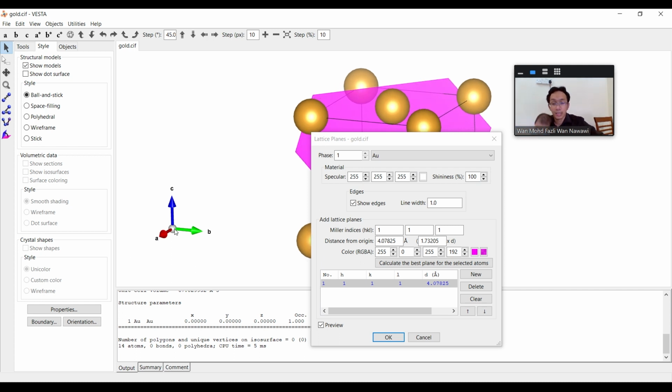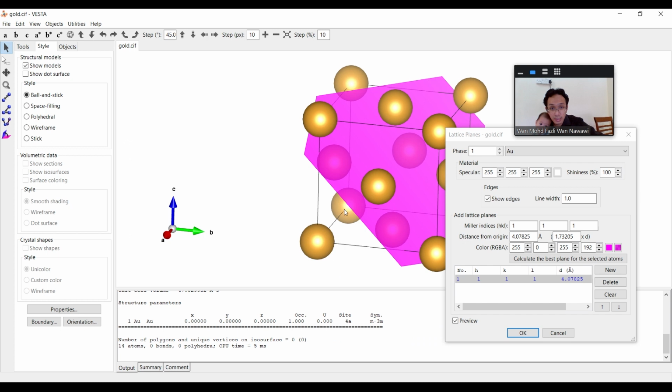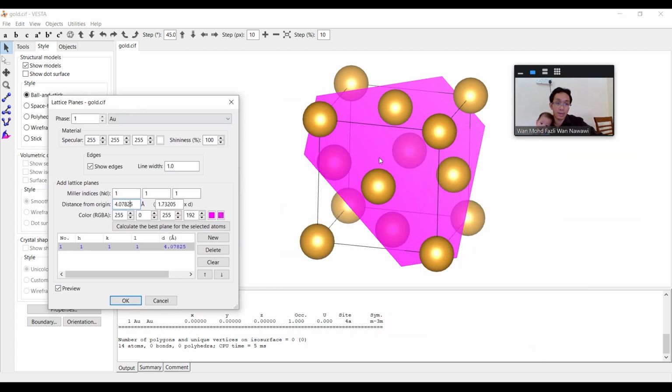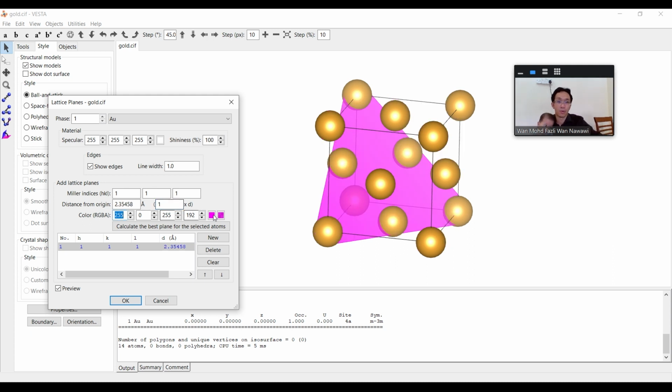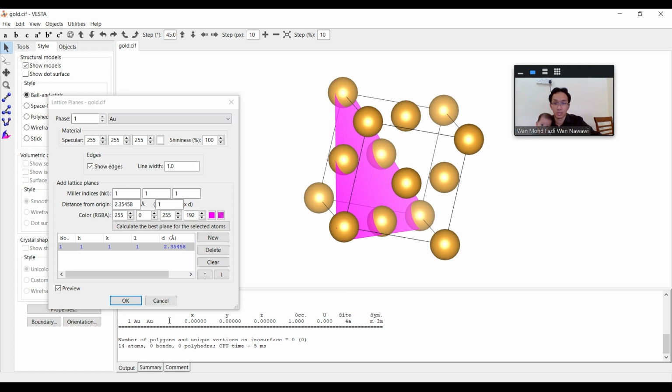Okay, so the distance, if you put here 4.07825 angstrom, it is basically the distance from the center, this ball here, to this one. I hope you can see my cursor. So that is the distance here. The reason I don't get the sharp edge is because of this. You just put 1 distance, and then you can get what you see. This now is correct.